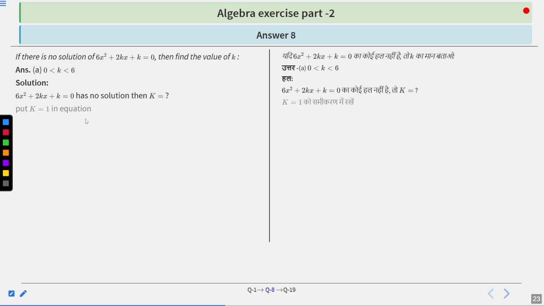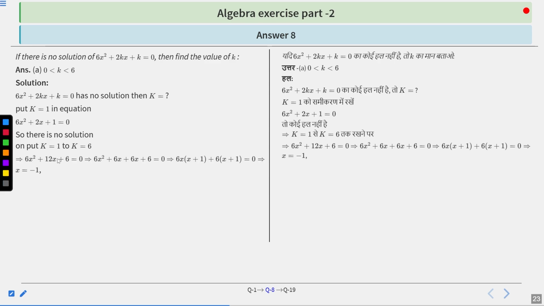We have to find. So put k equal to 1 in the equation. 6x square, putting the value of k as 1, we get plus 2x plus 1 equal to 0. So we can see that there is no solution for 6x square plus 2x plus 1 equal to 0. Now put k equal to 1 to k equal to 6. When we put k equal to 6, the equation becomes 6x square plus 12x plus 6 equal to 0.